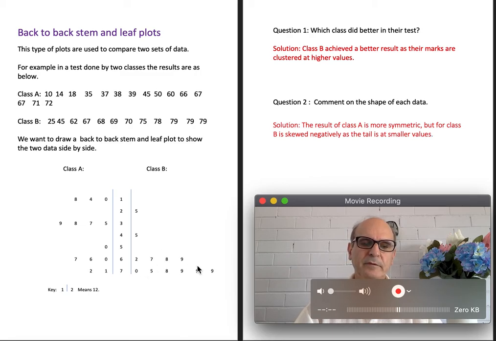And if you draw a line like this, in the way that I'm showing with the arrow, you have a tail here. And the tail is towards the smaller marks. So we say that that is negatively skewed. So B is skewed, but A is relatively symmetric. Thank you for your attention.